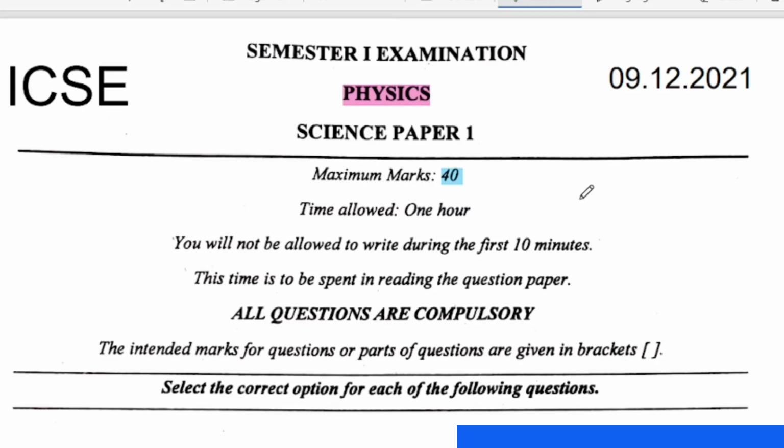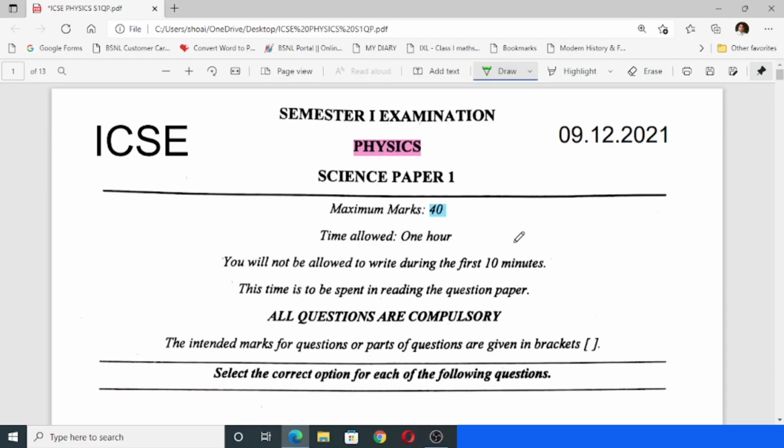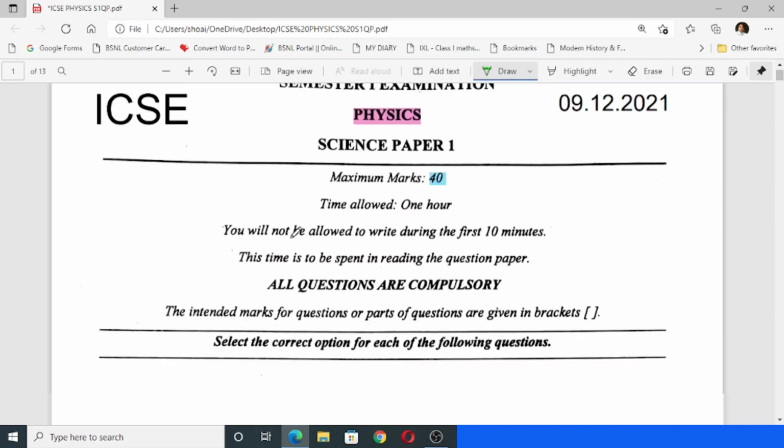Hello dear students, so here I am with the physics science paper 1 semester 1 examination held today. The answer key I have already checked, and I have already marked the answers in this question paper. The answers are highlighted in green. Let us go through it, and you can also check whether you have done your answers properly or not. So let's start.